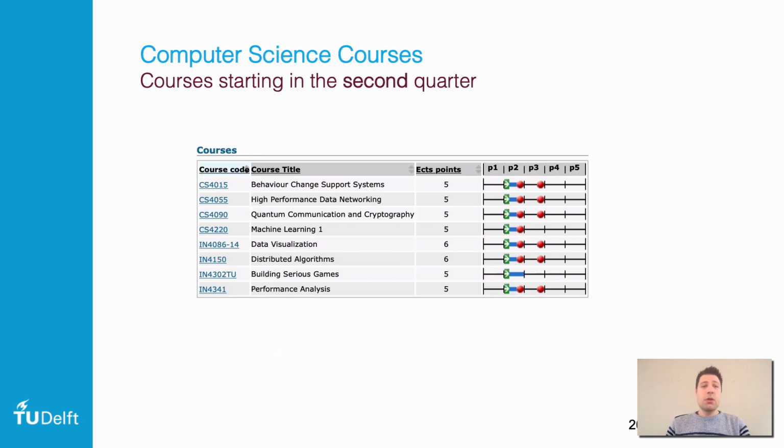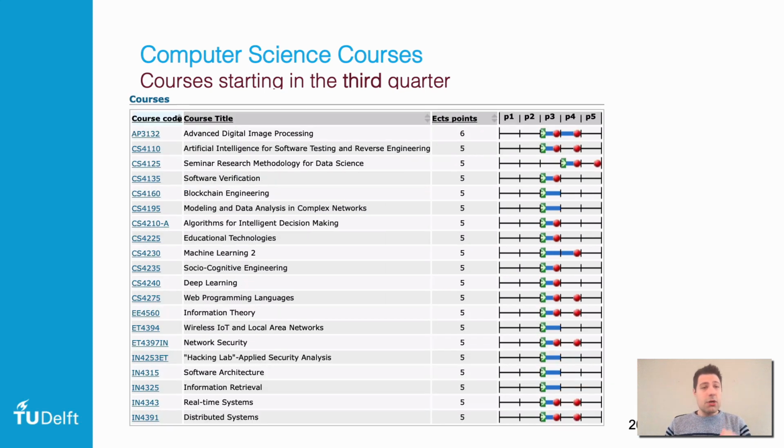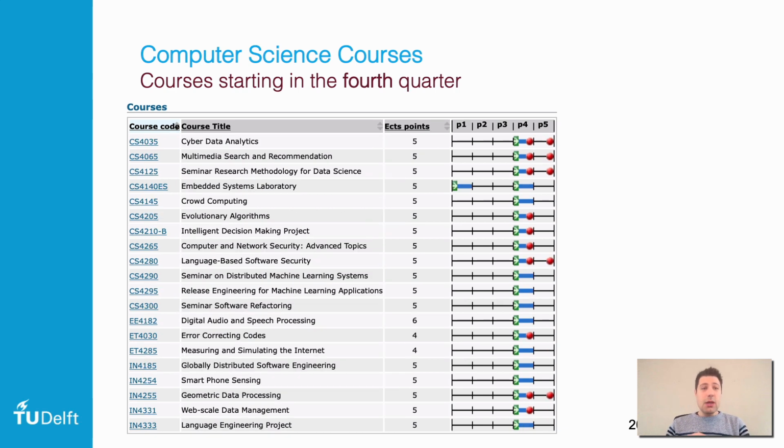Second quarter, you see performance analysis, building serious games, quantum communication and cryptography. Third quarter, also a huge list of courses: blockchain engineering, software verification, educational technologies, real-time systems, etc., and fourth quarter. So you see that this list is really huge.